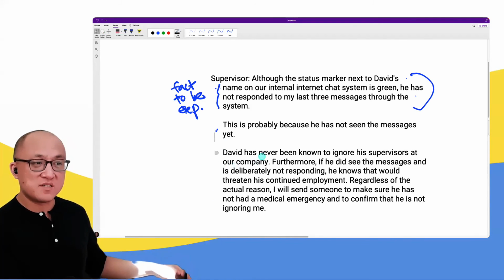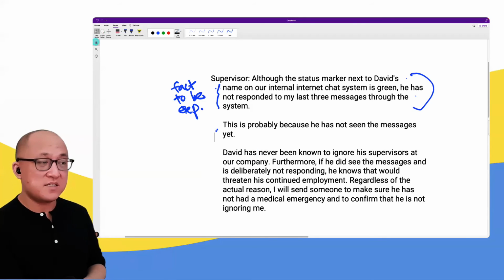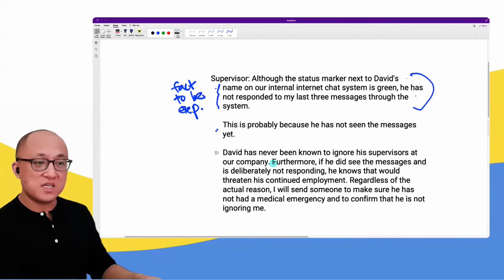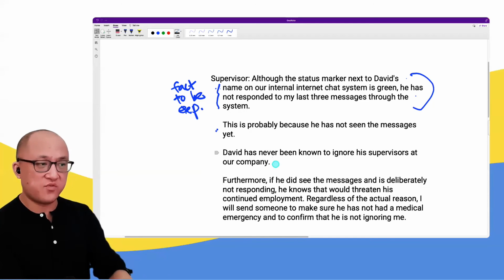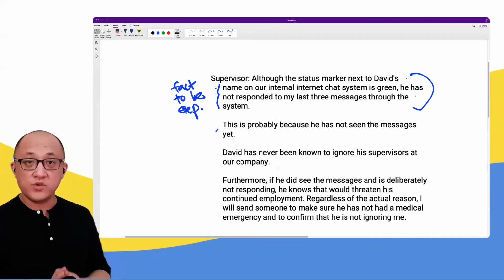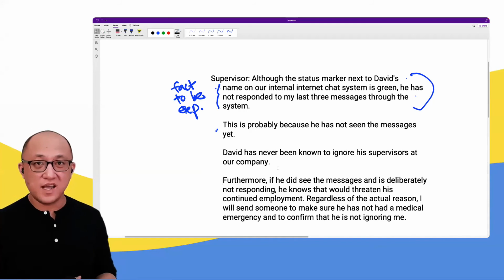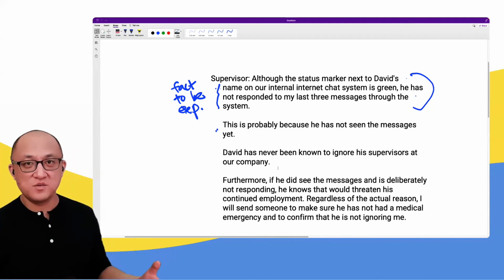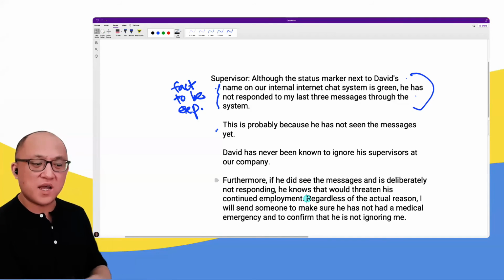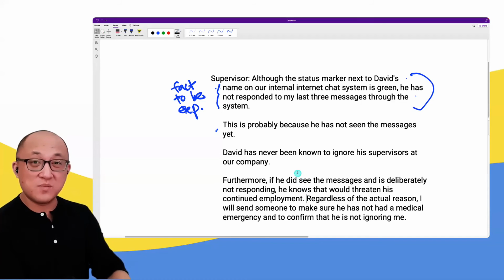What's the first reason that we know he probably hasn't seen it? Or at least the supervisor thinks he probably hasn't seen it? Because he hasn't been known to ignore supervisors before. Sounds like a premise, right? Furthermore, if he did see it and he's ignoring us, it's going to threaten his employment. So do you see how that's also another reason why he's probably not ignoring us?